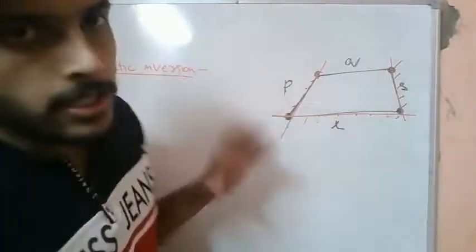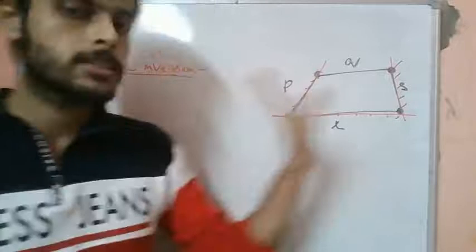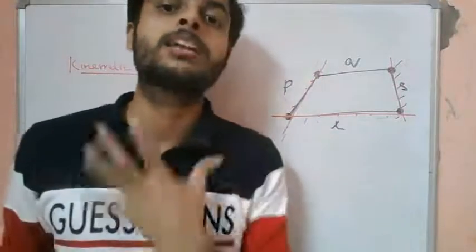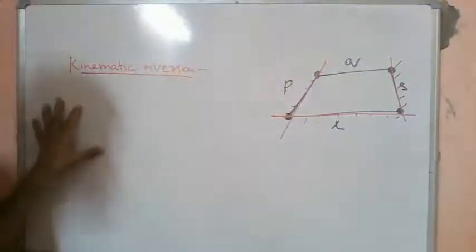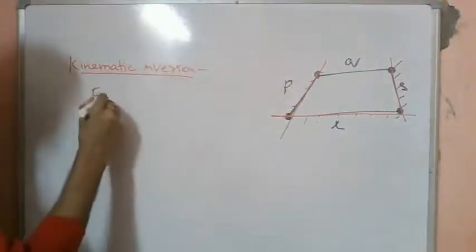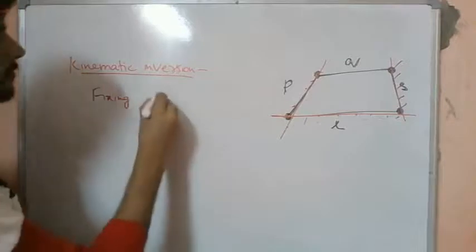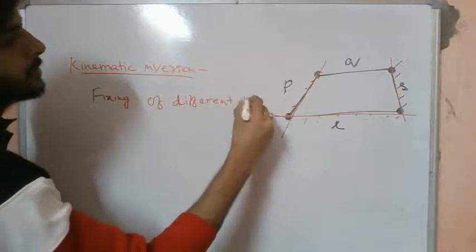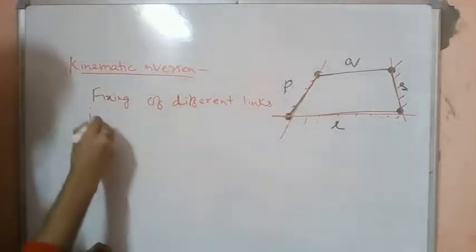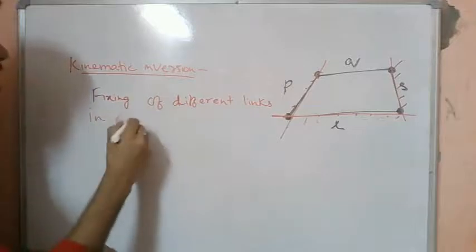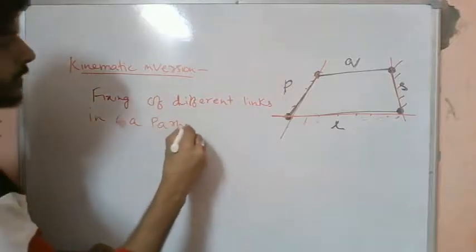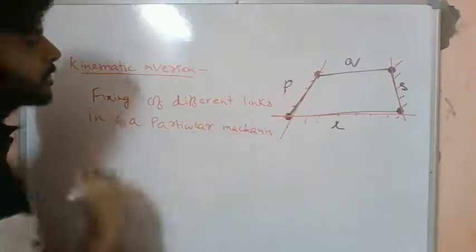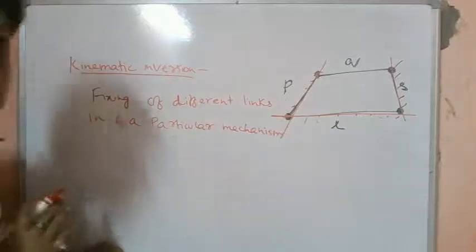So basically we see that the number of links matters. Let's say there are 4 different links. Each of the links can be fixed at one instant and we can get a different mechanism. So this is what we call kinematic inversion: fixing of different links in a particular mechanism.